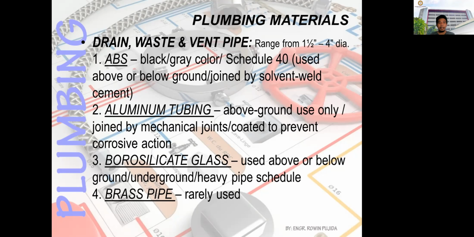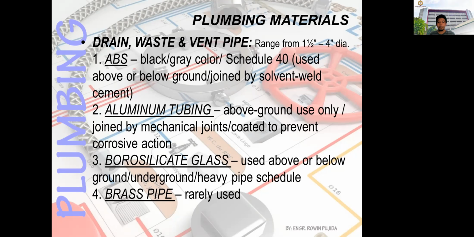Okay. Next is the aluminum tubing. For the aluminum tubing, this is usually used above ground and joined by mechanical joint, coated to prevent corrosion action. So like in the air conditioning unit, the pipe used there is aluminum tubing. Sometimes they coated it with the foam.